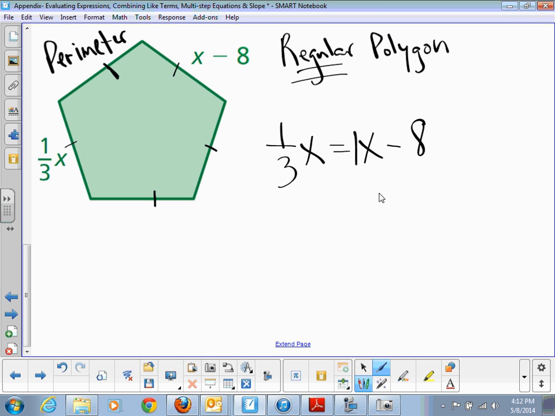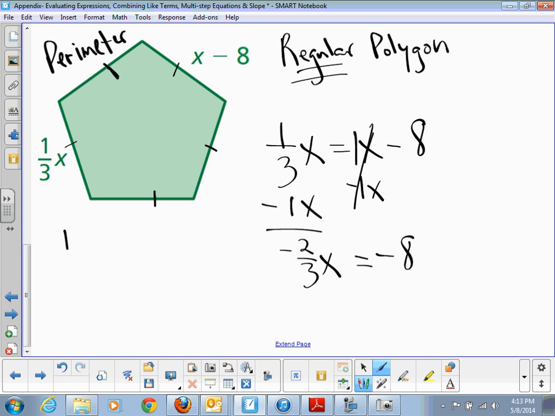And I'm going to stick a 1 in front of that x. Now, we have nothing but x's on the left. So I'd like to get rid of this 1x by subtracting an x. And if you can't do this in your head, 1/3 minus 1, that's negative 2/3 x equals, and bring down a negative 8.